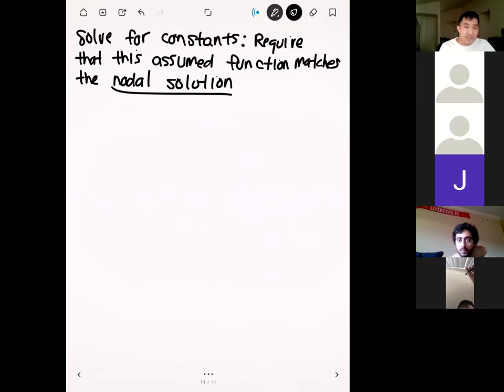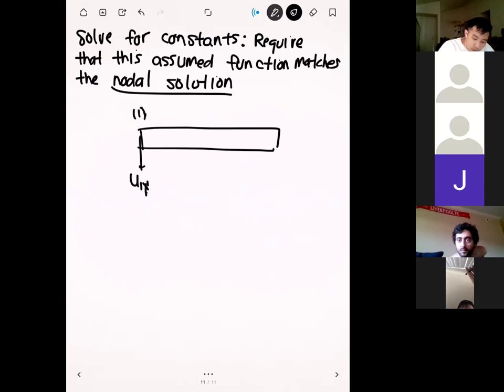Because remember, what this assumed function is supposed to represent is an assumed form for our finite element solution. And so if it's supposed to represent the same solution, it should still match the same values. Okay, so let me draw our beam again. Remember, our beam has the following displacements at the nodes. At node number 1 right here, we have a vertical displacement u1y. And then at node number 2, we also have a vertical displacement of u2y. We have a rotation θ1, and we have a rotation θ2.